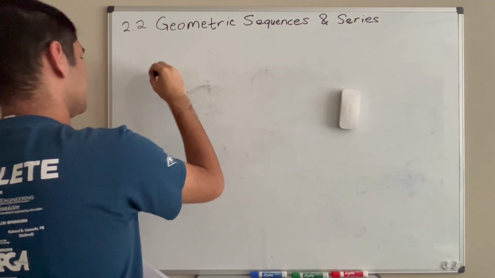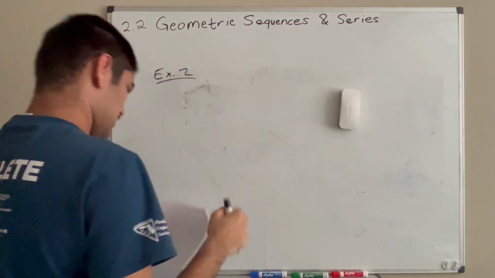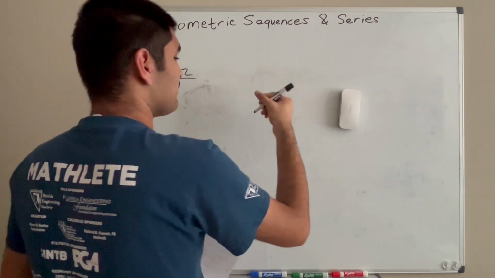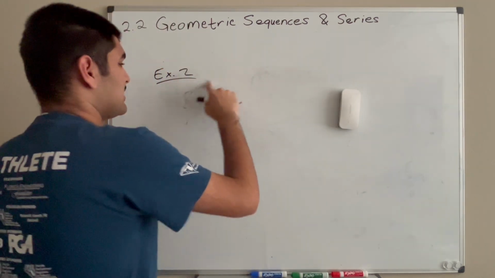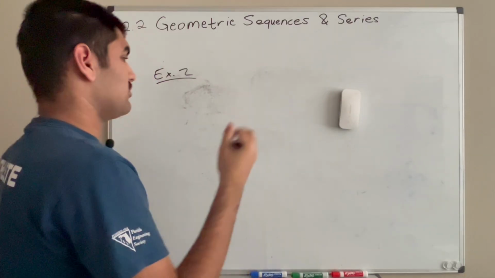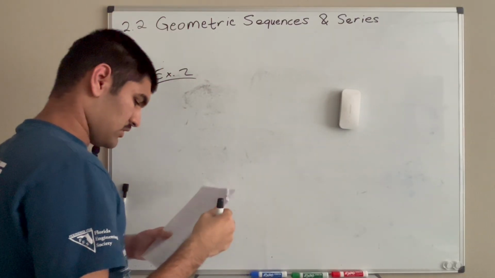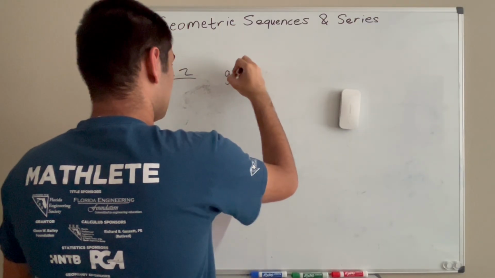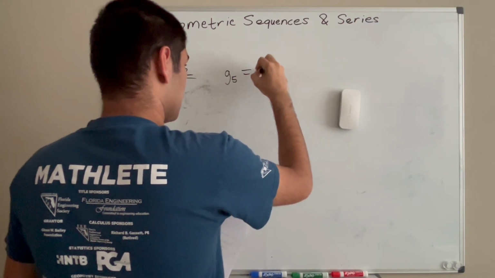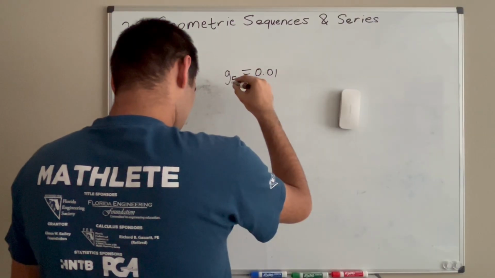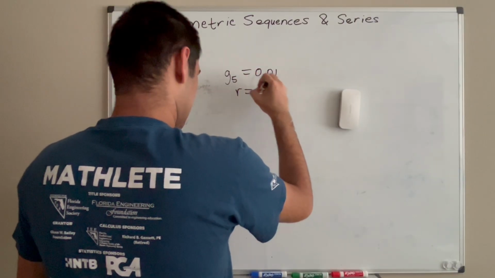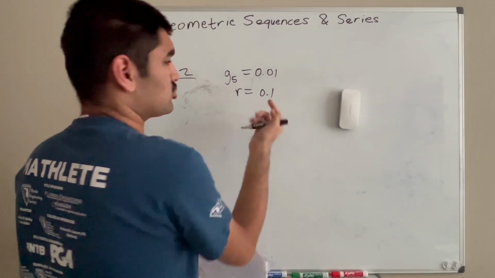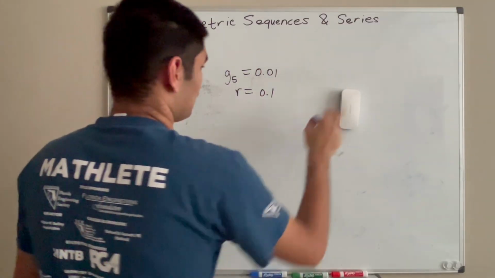So example 2. Same thing as for arithmetic sequences. Let's say now we're given a couple of terms and we want to find the common ratio and the first term. So let's say we're given that the 5th term is 0.01 and we're given the common ratio is 0.1, and we want to construct the sequence using this information, right?